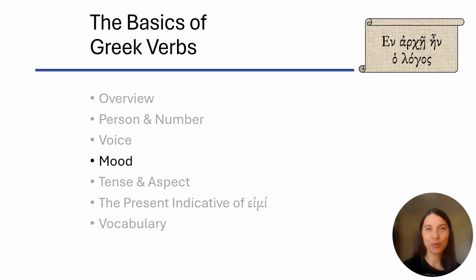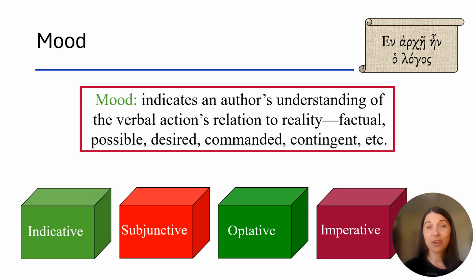Now let's talk about mood. When we talk about mood, this is not how you feel about the verb, but this indicates how the author is understanding the verbal action's relation to reality. So is this factual? Is this something that's possible action? Is it something that's desired action? Is this something that's being commanded or contingent?